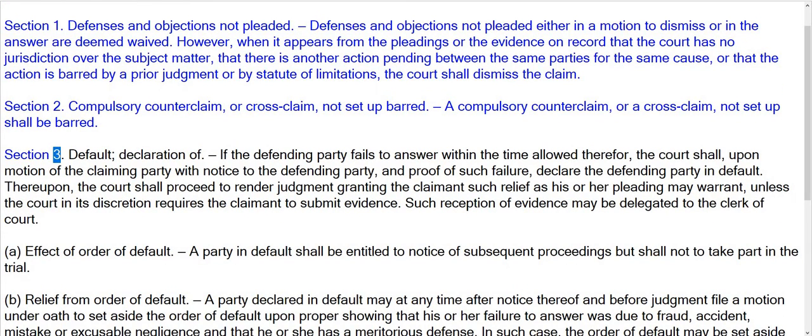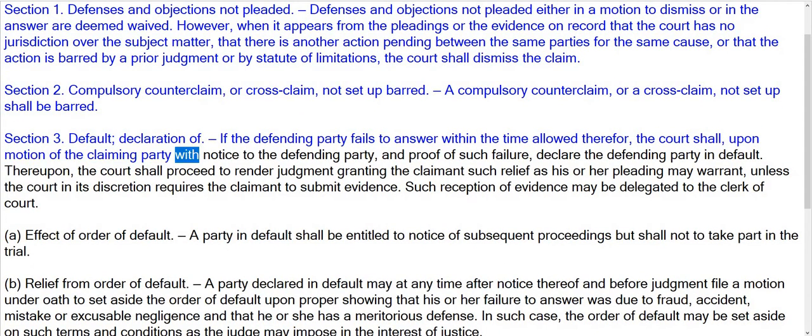Section 3. Default, declaration of. If the defending party fails to answer within the time allowed therefor, the court shall, upon motion of the claiming party with notice to the defending party, and proof of such failure, declare the defending party in default.